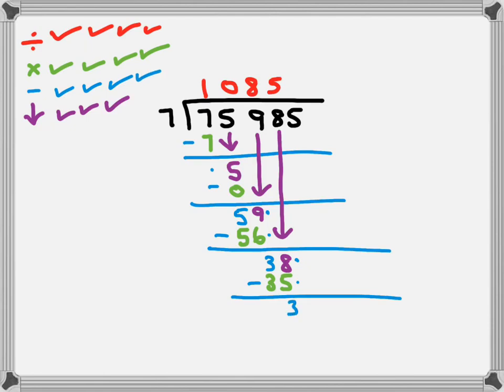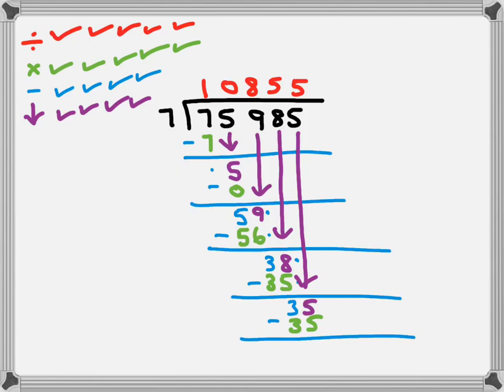And then back to our bring down. We're going to bring down number 5 that's waiting at the top there. Okay. So we're now back to the divide step. 7 into 35 goes 5 times. Done our divide. Now our times. 5 times 7 is 35. Done our times step. Now our minus.